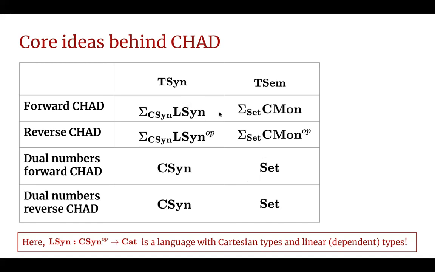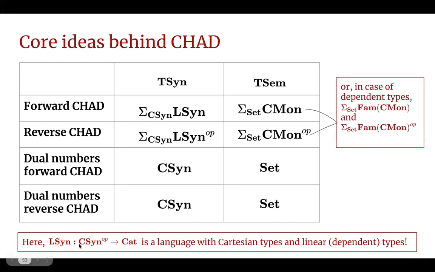Okay, so then the target language becomes the sigma type of categories, of the category of linear types indexed by the category of Cartesian types. And for reverse AD, the only difference is that we add a little op to the world of linear types. That is because the monoid homomorphisms go in the other direction because we're taking transpose derivatives. Okay, so let's dive into what these syntactic categories are. And I think that's where we'll end today.